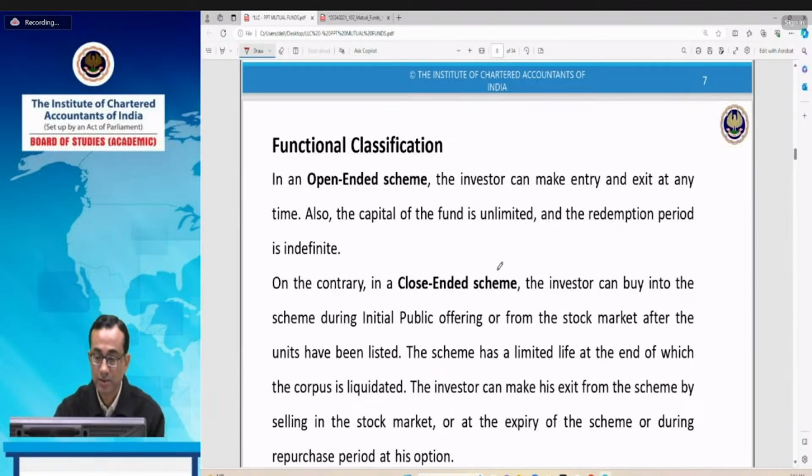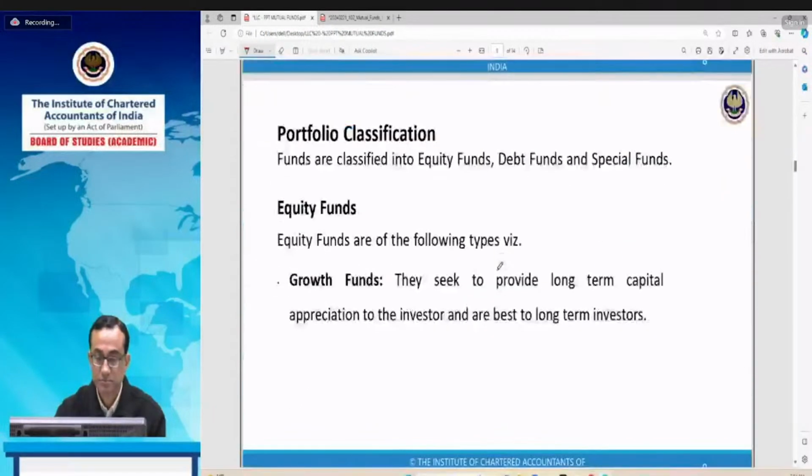Okay. Now let us proceed further. Portfolio classification. According to portfolio, the funds are divided into three parts: equity funds, debt funds, and some special funds.